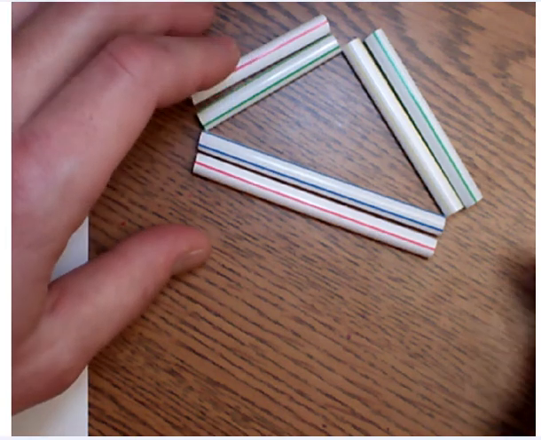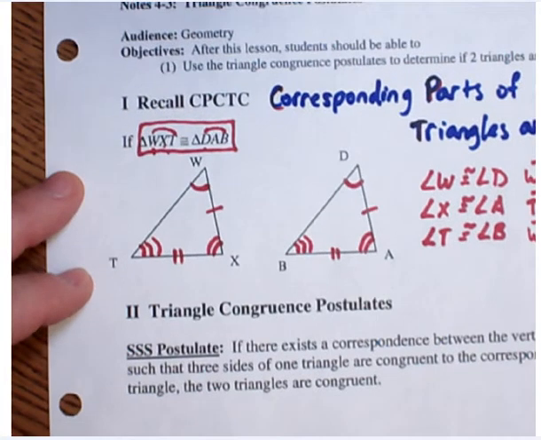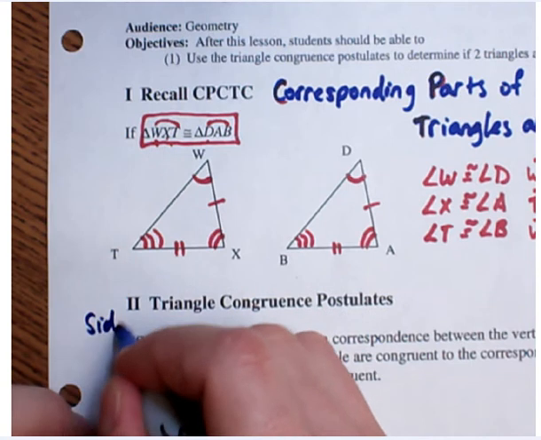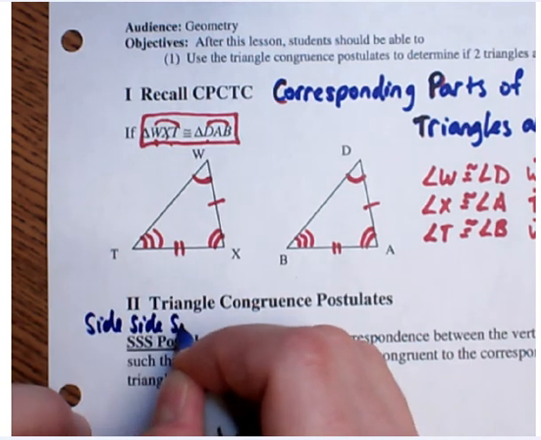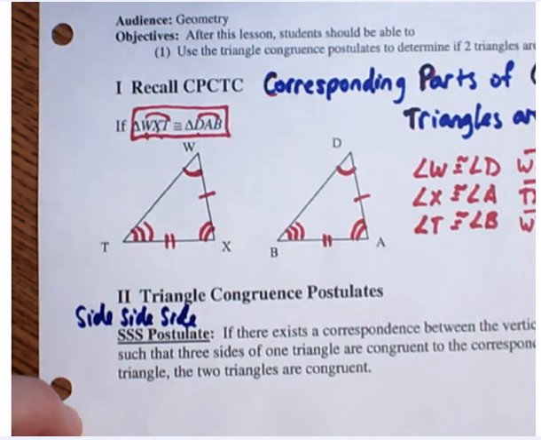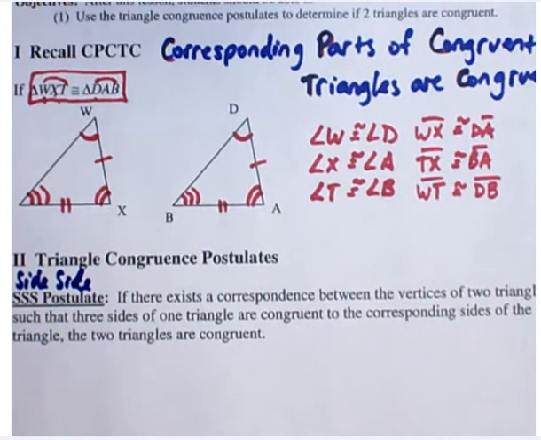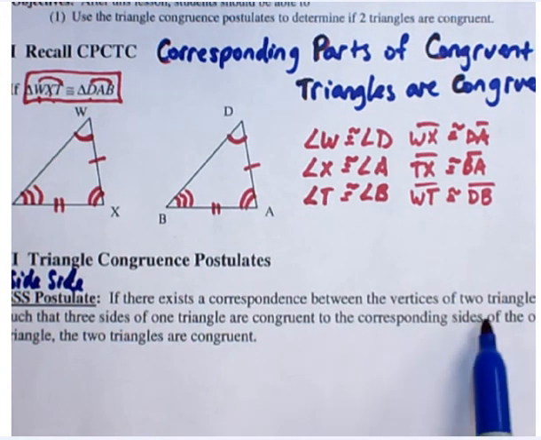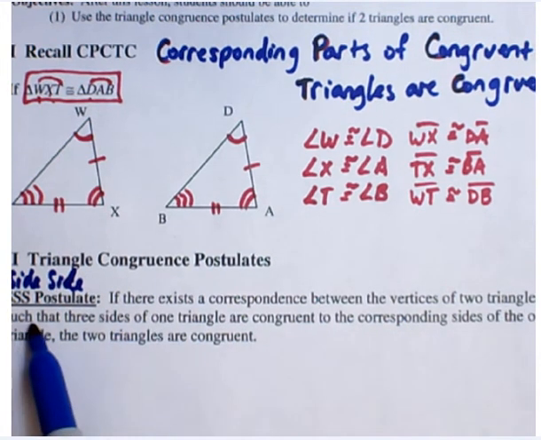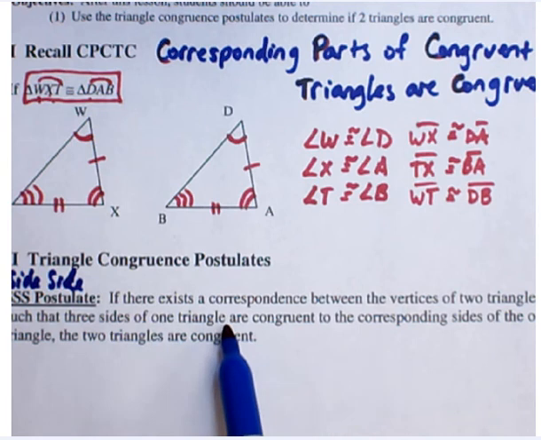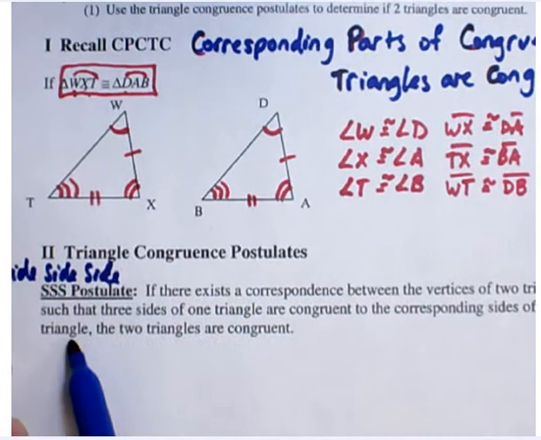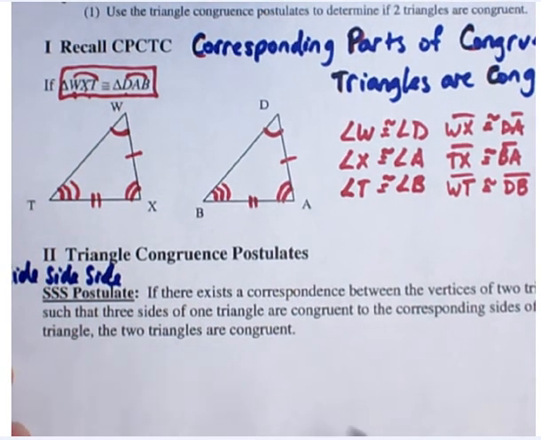Now we have a name for this. Let's go back to the paper here. This is called side-side-side postulate, SSS. That stands for side, side, side. Now I'm going to read this definition. It's kind of a long definition here. It says, if there exists a correspondence between the vertices of two triangles such that three sides of one triangle are congruent to the corresponding sides of the other triangle, the two triangles are congruent.